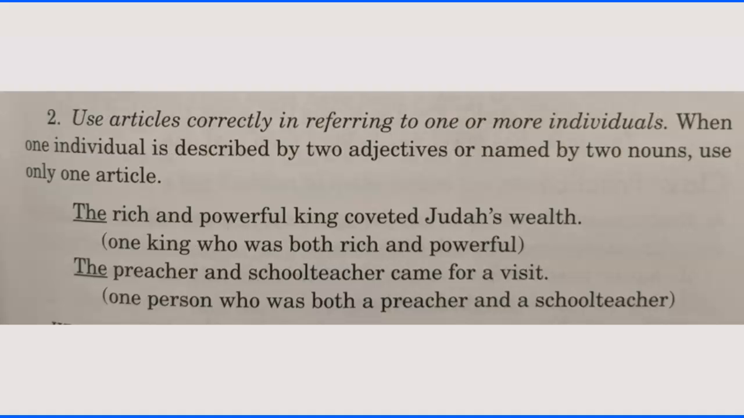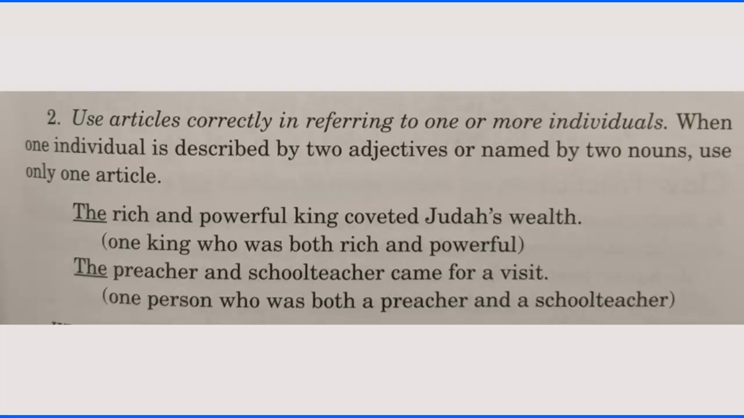The second one, use articles correctly in referring to one or more individuals. We've already talked about this in previous lessons. Remember, the word the is going to indicate some things about the sentence. The rich and powerful king coveted Judah's wealth. Well, it was one king. He was both rich and powerful. Now, I could say the rich king and the powerful king coveted Judah's wealth. That would be 2 different kings. So the word the gives a clue as to how many people we're talking about.